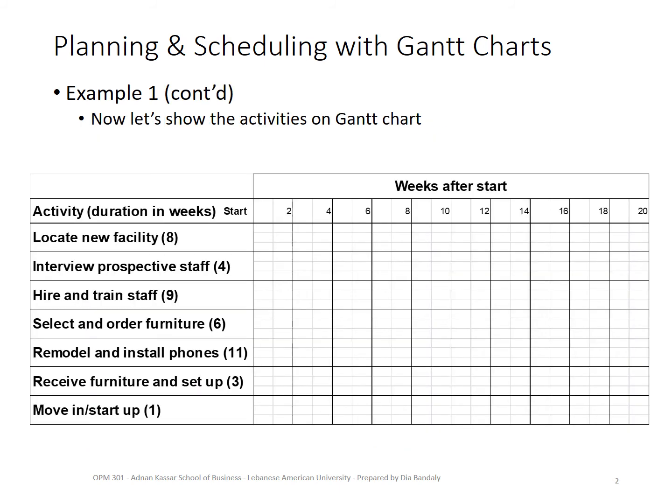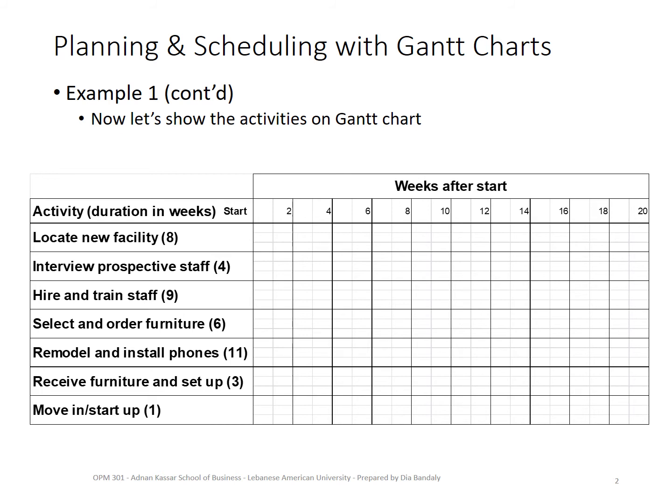All right, once we have the precedence relationship table ready for us, as we did in the previous slide, now we're ready to do the scheduling, because we know which activity has to finish before the other activity can start. And as I told you, the Gantt chart is a major tool used in scheduling. It's a very, very powerful tool.